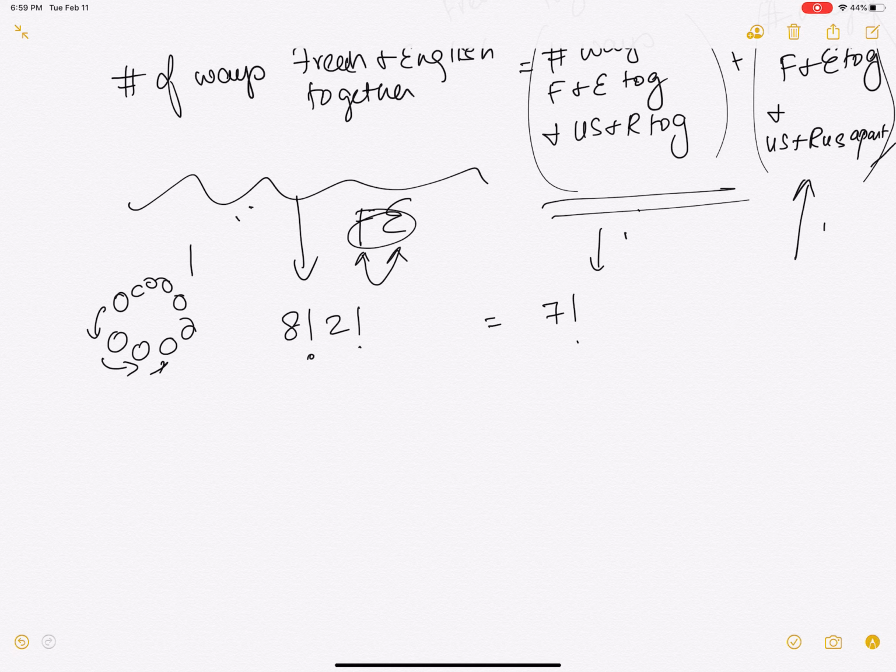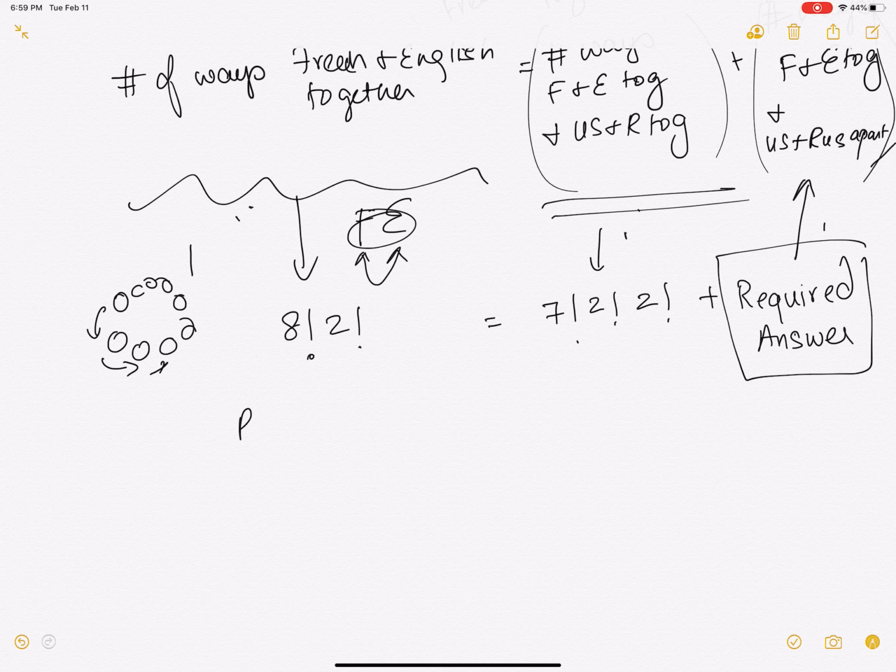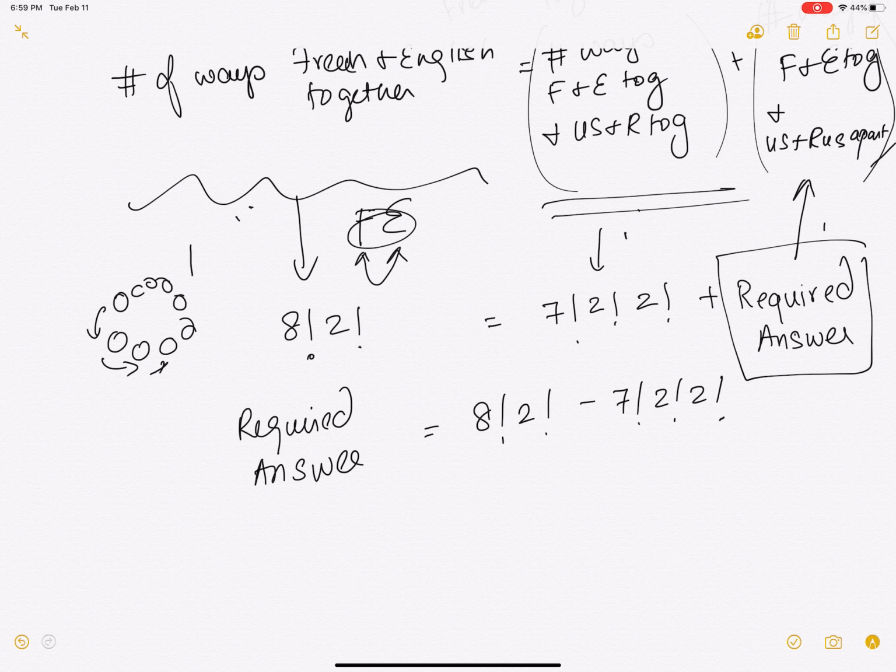That's 7 factorial. French and English, once again, they can swap seats, one to the left or the other way, so you multiply it by 2 factorial. US and Russian together, once again, they could swap seats, and that'll be 2 factorial. And here is the required answer that we want. The number of ways that the French and English are together and the US and Russian are apart will be 8 factorial times 2 factorial minus 7 factorial times 2 factorial times 2 factorial.